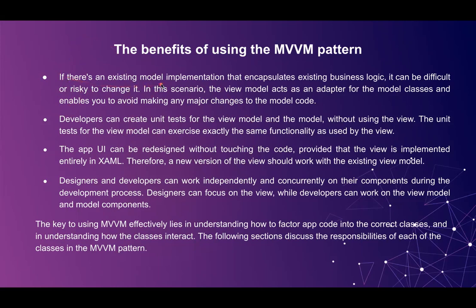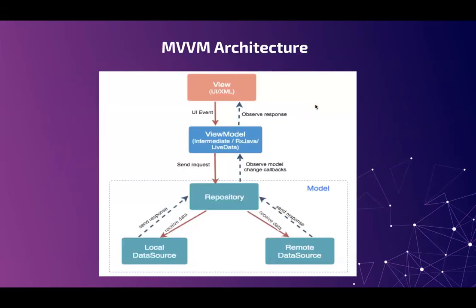If there is an existing model implementation that is difficult or risky to change, in that scenario the view model acts as an adapter for the model class and enables you to avoid making any major changes in the model code. So what does this mean? That means we have these separated sections in here. The view and the model are two different layers now. They are not bound or glued together as a single entity.